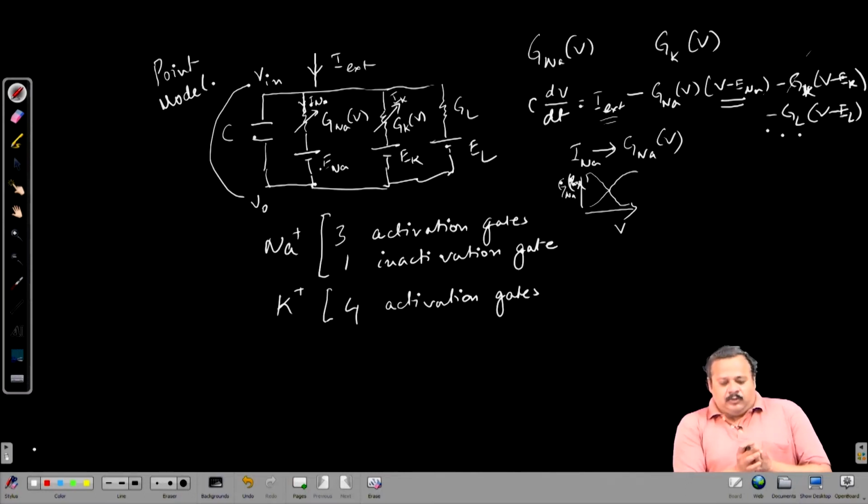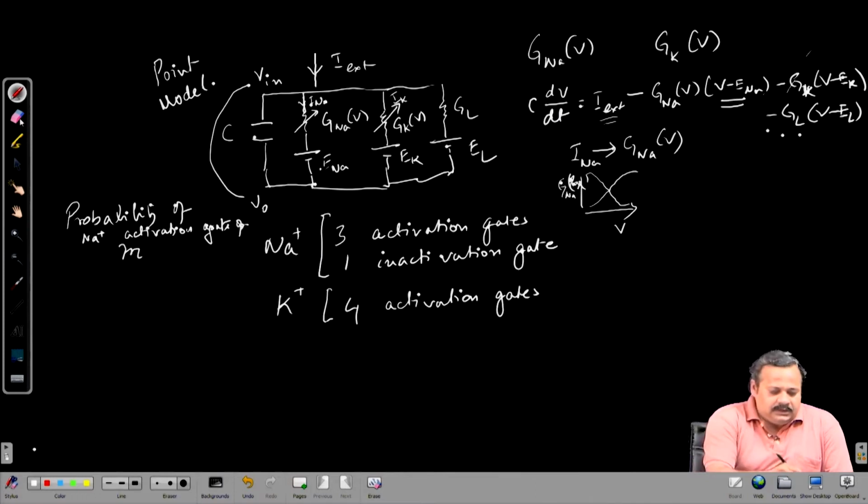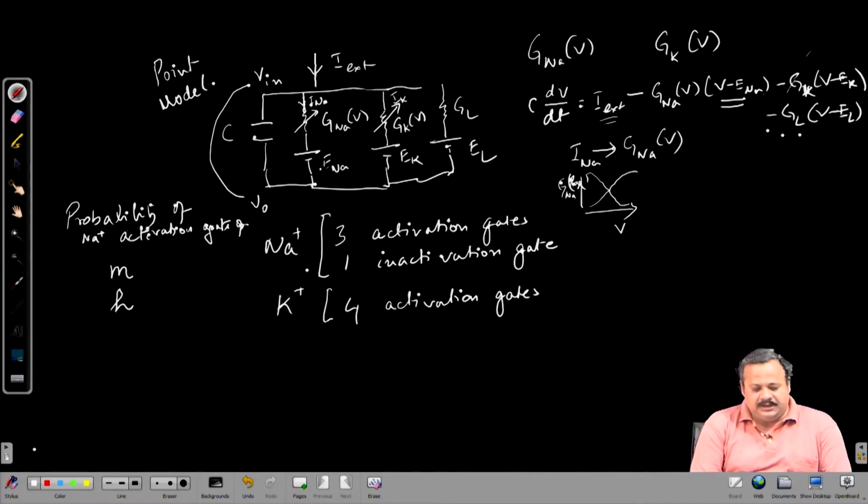So, what Hodgkin and Huxley proposed is that the probability of the 3 activation gates of the sodium channel being open is represented by M, the inactivation gate's probability of being open is represented by H, and the probability of the activation gates of the potassium channel being open is represented by N.